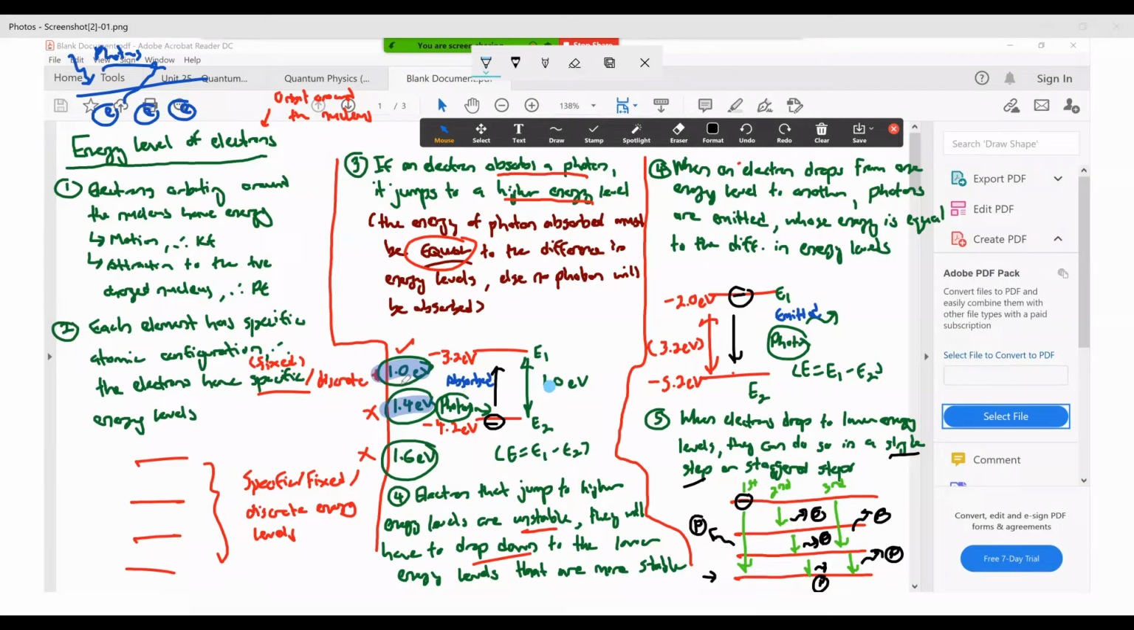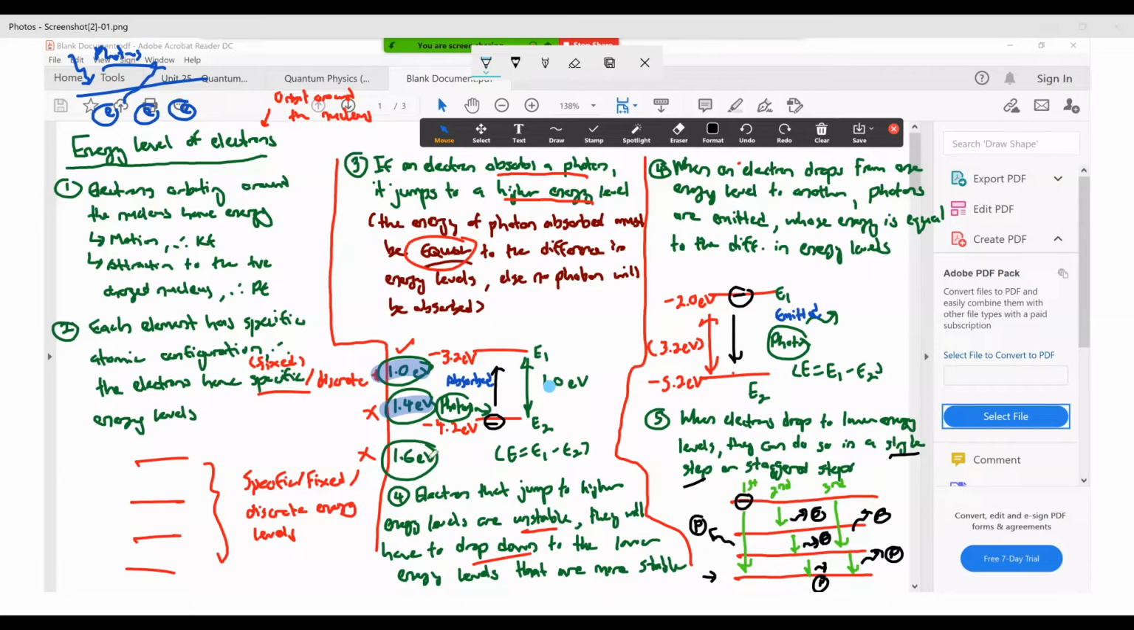Out of these two photons, only the 1 eV photon will be absorbed, causing the electron to jump from the lower energy level to the higher energy level. The photon with 1.4 eV is not equal to the difference in the energy levels, so this photon will never be absorbed. Okay, so the thing you just need to know is that when an electron absorbs a photon, it will jump to a higher energy level, subject to the photon having energy equal to the difference in energy levels. Anything not equal to the energy level difference will just be ignored. Okay, so that part is fine.